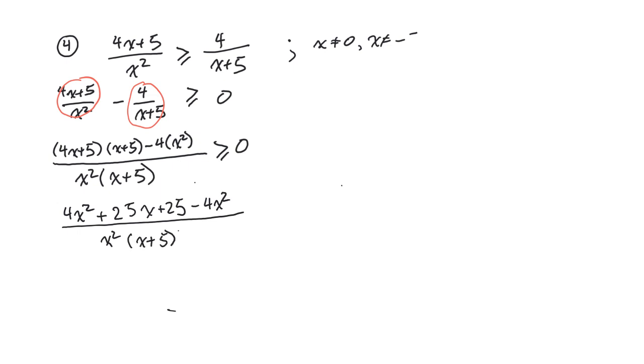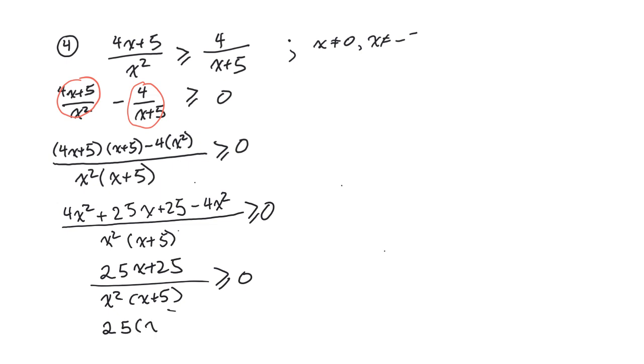You'll notice that on the denominator, I'm not going to go and expand that, because all that's going to do is make my calculations more difficult. So now that I've done that, we simplify the top, and we're left with 25x plus 25 divided by x squared times x plus 5 is greater than or equal to 0. And our final factorization of the top is x plus 1 over x squared times x plus 5 is greater than or equal to 0.